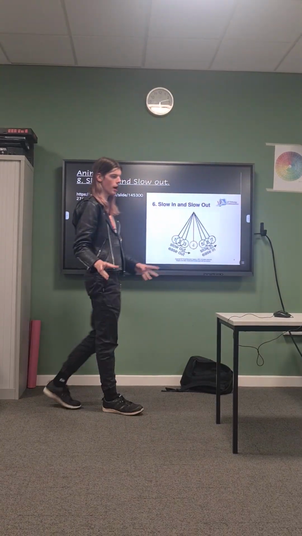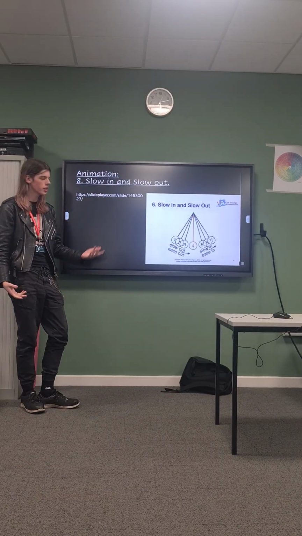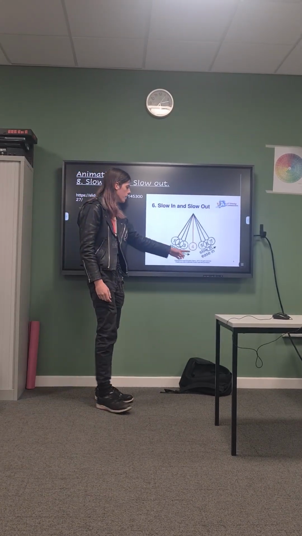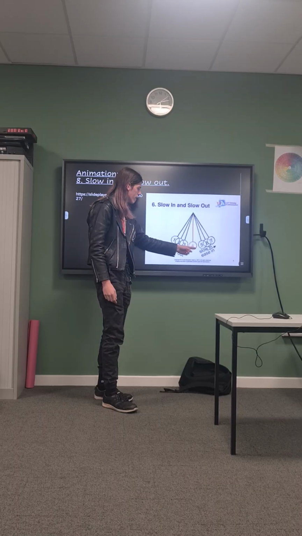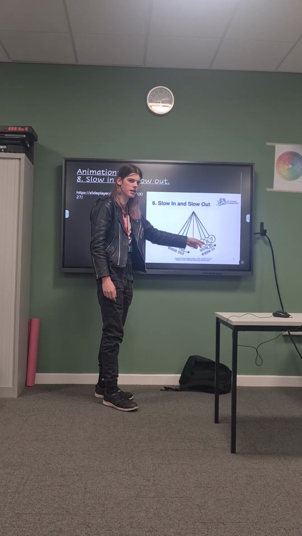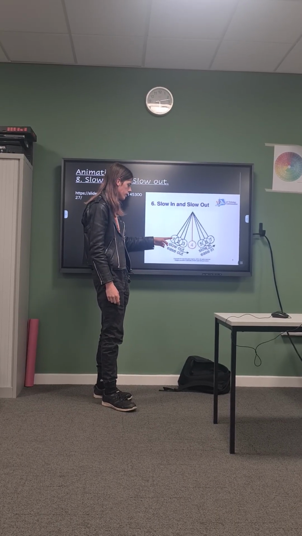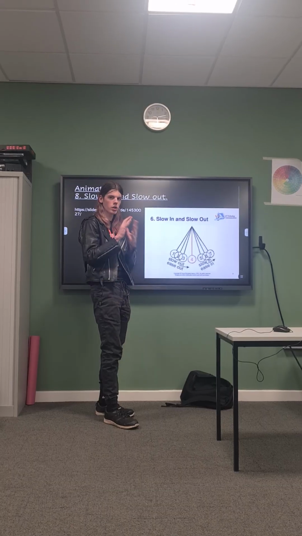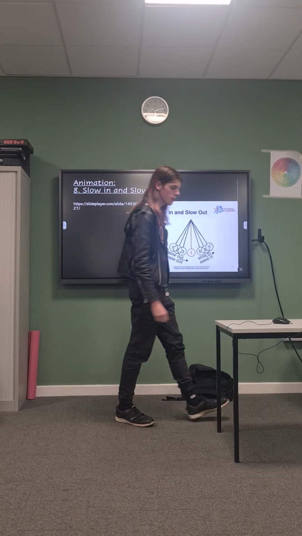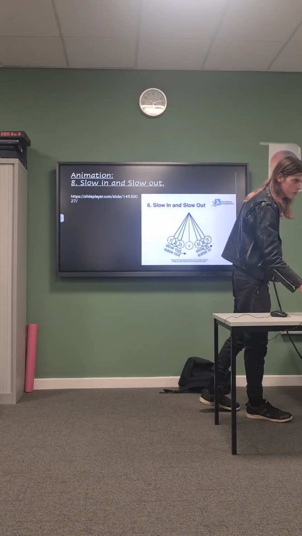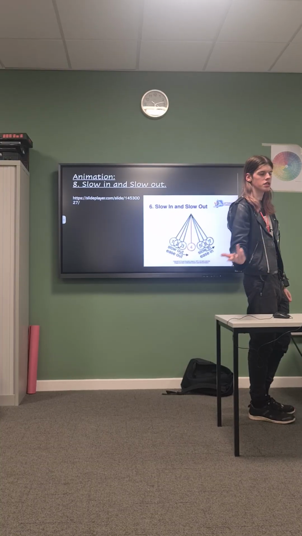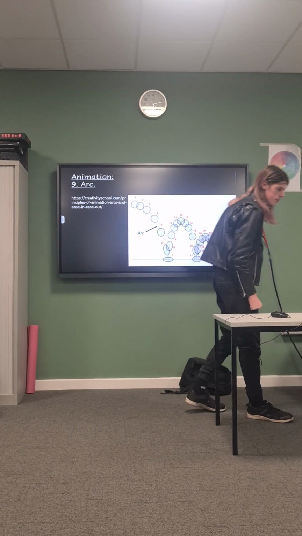There's slow in and slow out, which is essentially the same thing. The example here is a pendulum, but you are going fast here, so you have less frames. You're going slow here, so you have more frames. They're more close together, there's less of a difference. It's not showing weight, it's showing speed in a convincing manner.